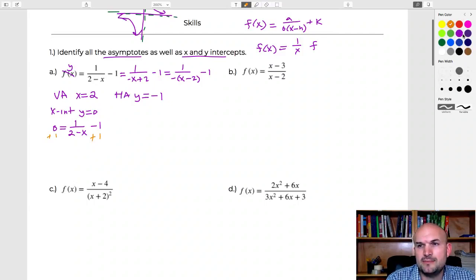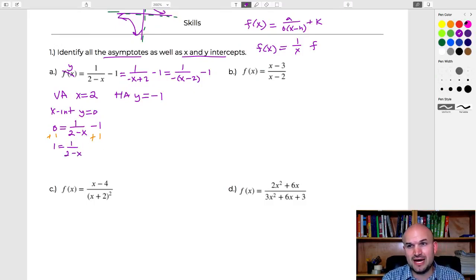By adding a 1, I'll be left with 1 equals 1 over 2 minus x. Now here's an important skill that comes up a lot. You can see that we have x in the denominator. We've got to solve for x, but we can't solve for x when x is in the denominator. We've got to get x out of the denominator. So to do that, I'm going to multiply by my whole denominator, which is 2 minus x.